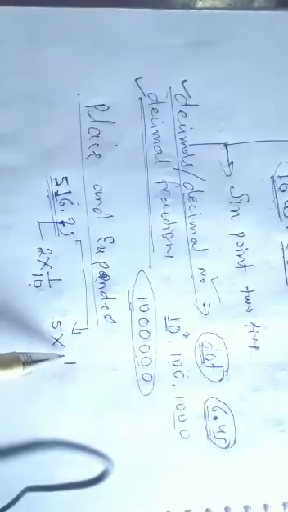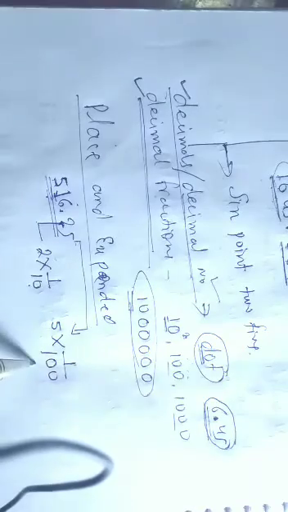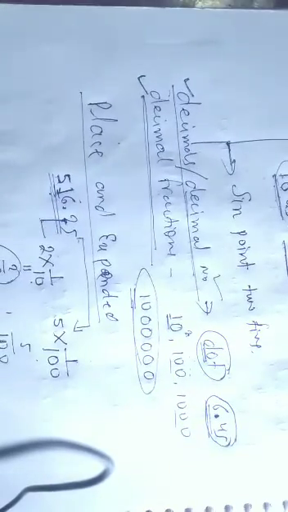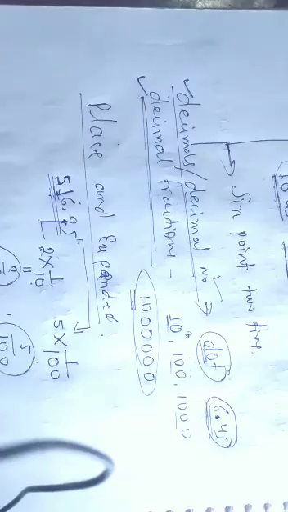If the question asks about the place value of 2, then it will be 2 into the place of 2. What is the place of 2? The place of 2 is tenth, meaning 2 into 1/10. If the question asks about the place value of 5, where is 5? It is at the hundredth place, which means multiplying by 1 upon 100. So the place value will be 2 upon 10, or 5 upon 100. So these are the place values of the numbers according to the condition.